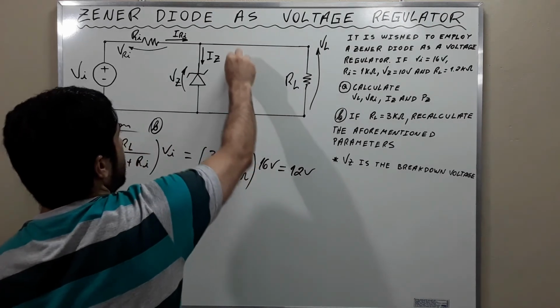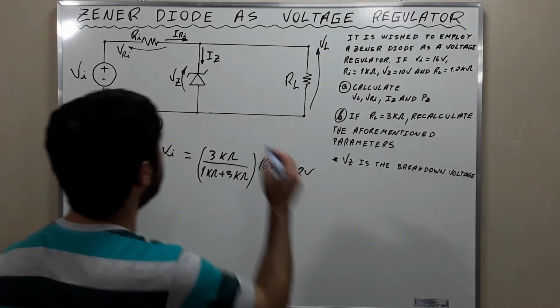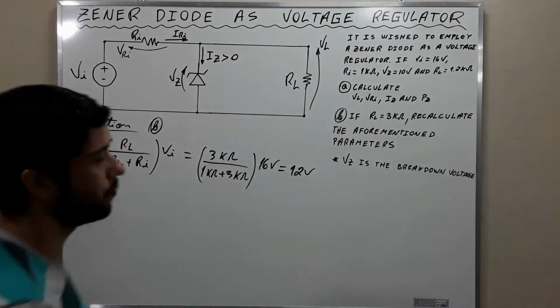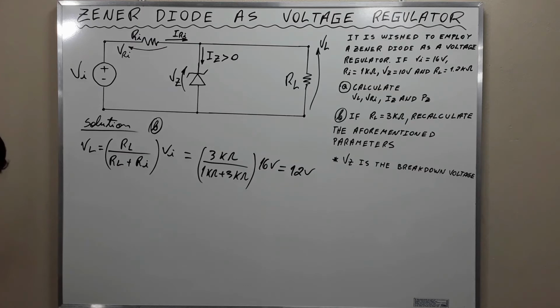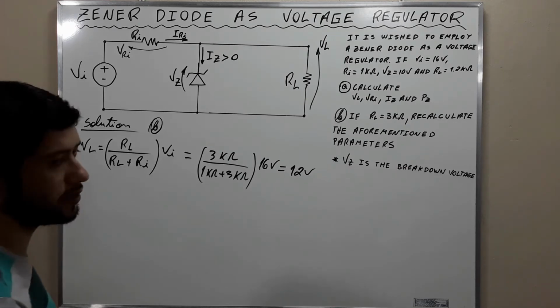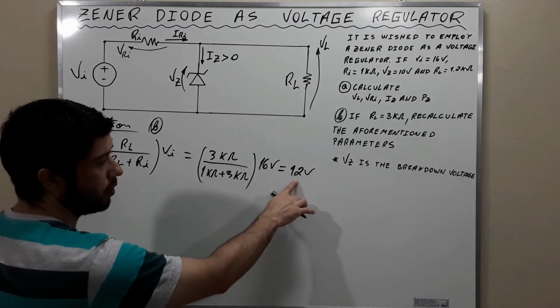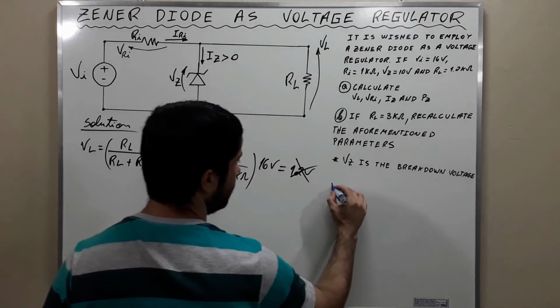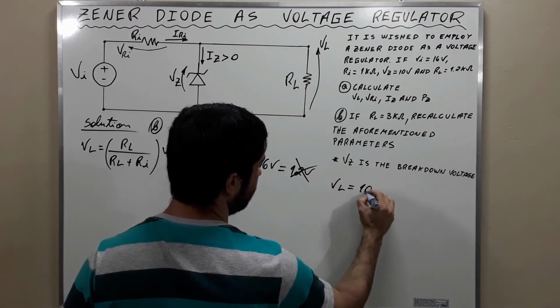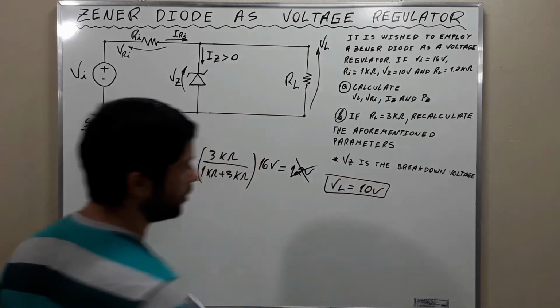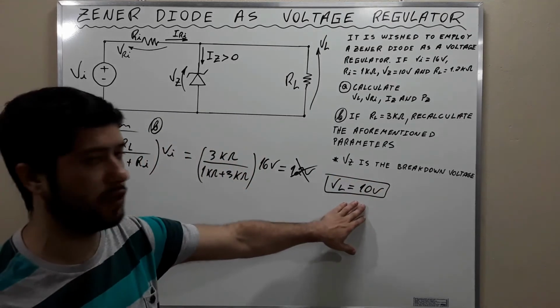Then this leakage current here is greater than 0. And the Zener will be active as a voltage regulator, and will regulate the voltage at 10 volts. VL will not be 12 volts. VL will be 10 volts because the Zener will regulate the voltage at this level here.